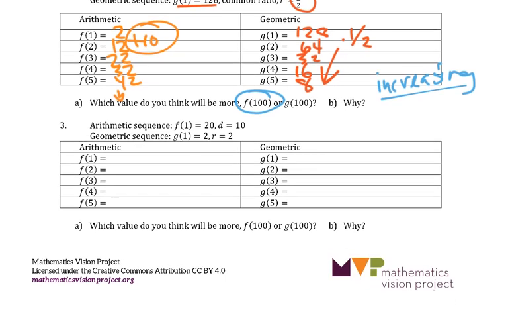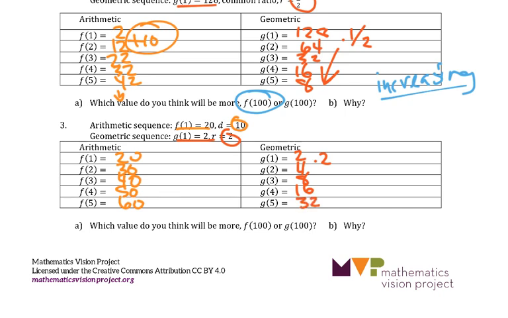Okay, now number 3. Arithmetic sequence, f of 1 equals 20, and we're adding 10 again. So it would be 30, 40, 50, 60, and so on. For geometric, we're starting at 2, and we're timesing by 2. That's our constant ratio. So it would be 2, 4, 8, 16, 32.